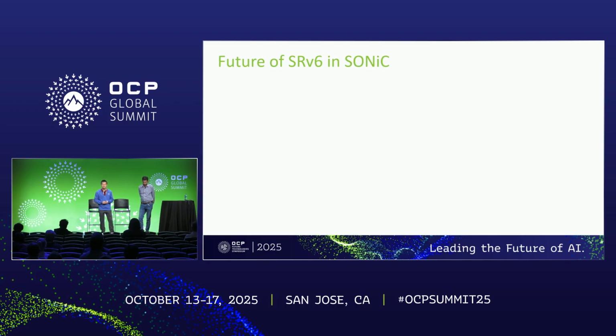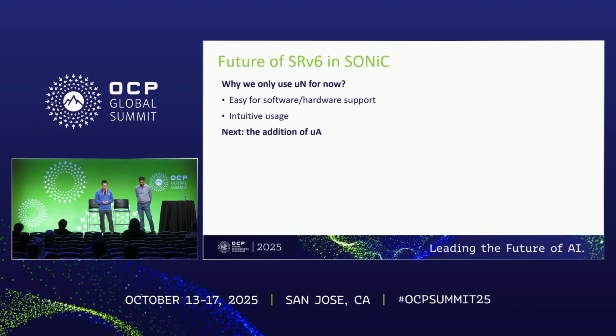And we also want to talk a little bit about the future of SRv6 in SONiC. So actually, there was a reason why we use UN for now, because it's very easy for software and hardware support, and the usage is also very intuitive. But in the future, we can foresee that there will be the addition of UA. Actually, I think the control plane feature of UA has been added to FRR, and it will be enabled in SONiC also very soon. With UA, we can get rid of the static routes and enable direct end-to-end routing support.